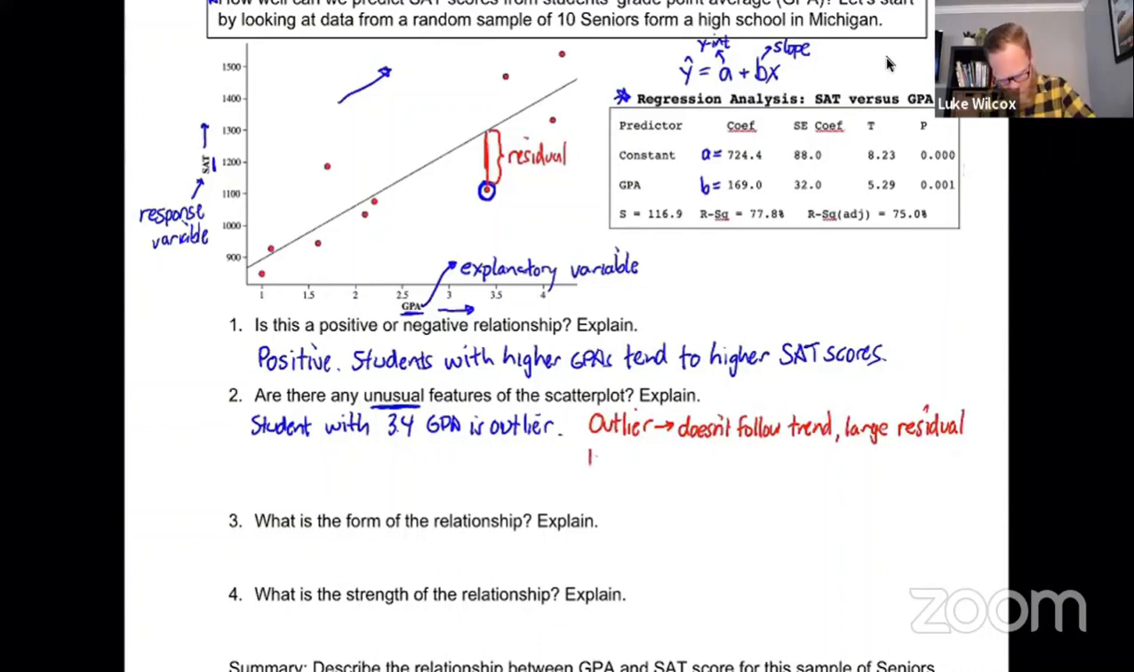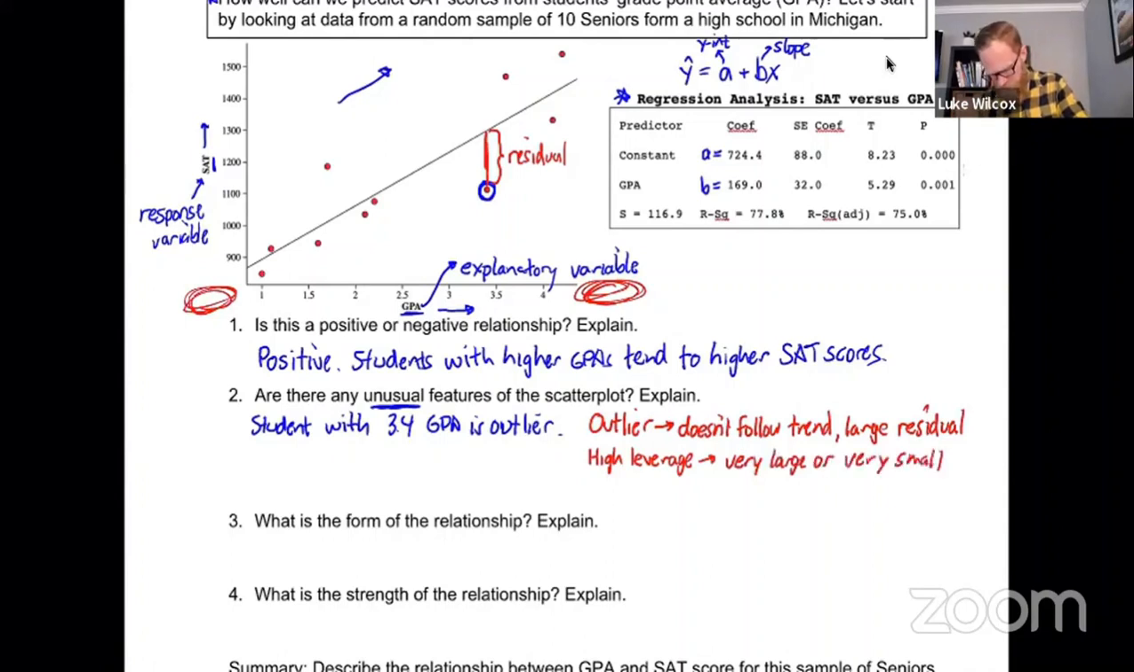Now, one of the other vocabulary terms that you need is to be able to identify a point that is known as a high leverage point. Now, here's the deal with high leverage. It has to be way up here in terms of the X values or way down here in terms of the X values. So it's like way far out on either the low or high end of the X values. So I'm going to say that it has a very large or very small X value. So you're looking for a dot that's far away from the rest of the dots in the positive X direction or the negative X direction.